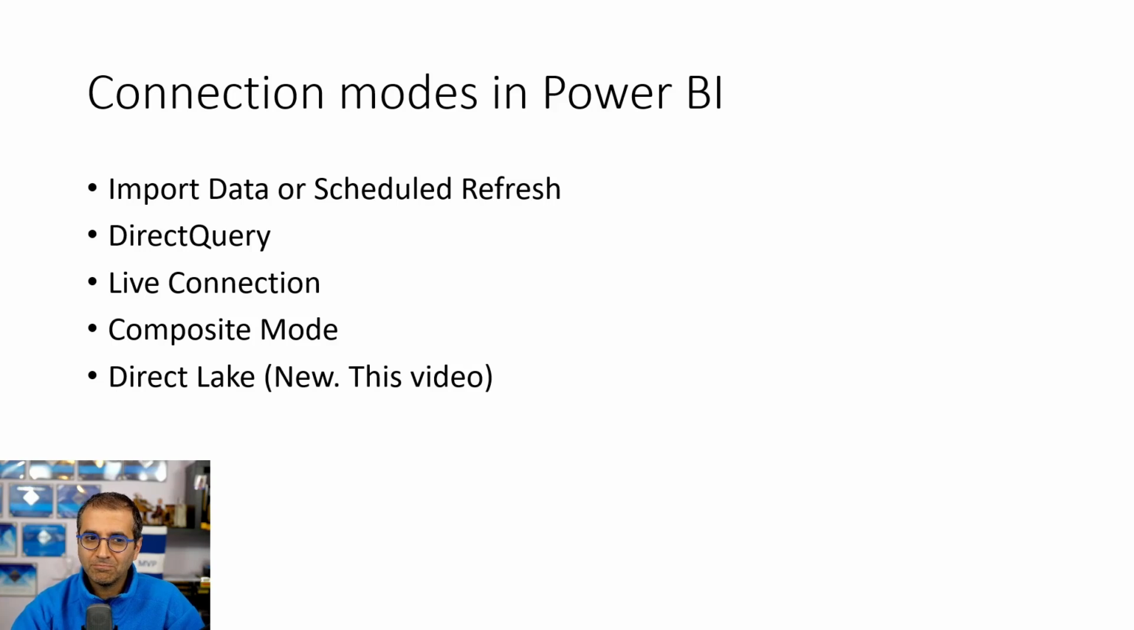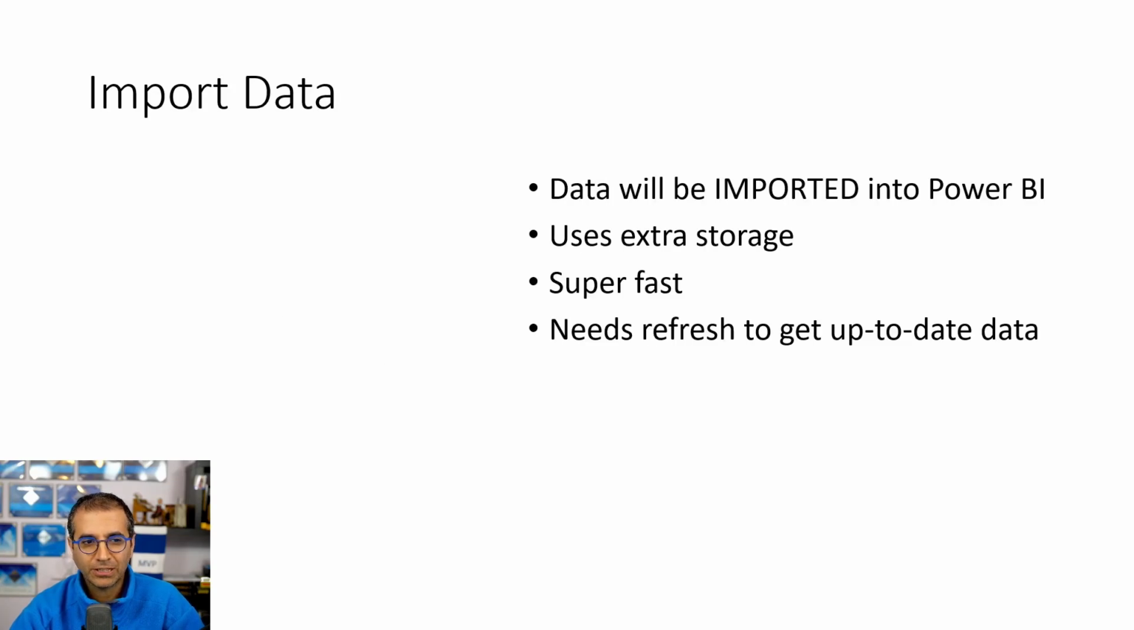And I have videos about each of these, and even comparing these types of connections, which I encourage you to go and check out. Now let's jump into two of these, because it is important to understand those so that you can understand how Direct Lake works. Import data is a type of connection that is the fastest type of connection in Power BI.